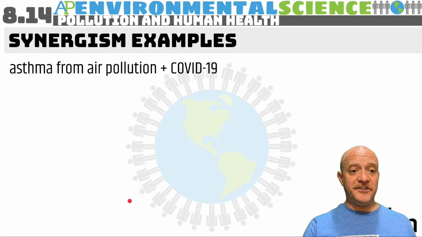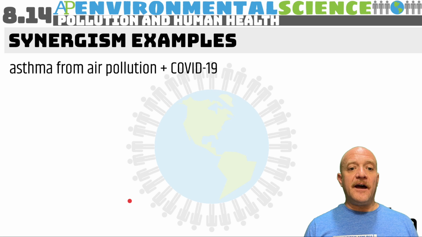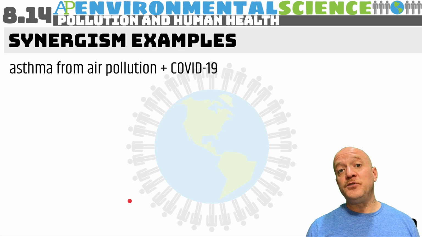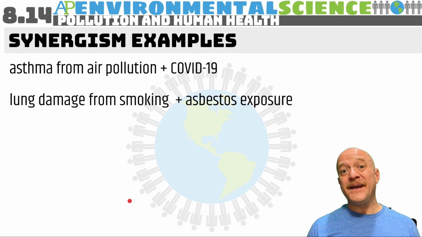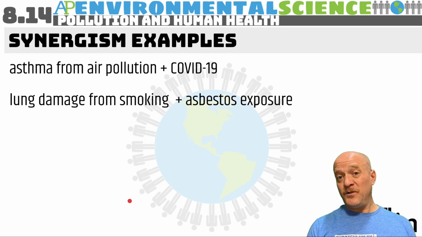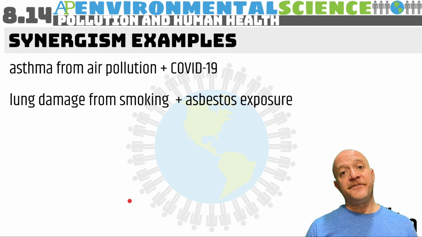Some examples of synergism. When you have asthma from air pollution and COVID-19, COVID-19 is bad, asthma is bad, but the two of them together could be potentially fatal. Lung damage from smoking and asbestos exposure. Lung damage from smoking is bad. Exposure to asbestos is bad. When you put the two of them together, your chances of developing lung cancer are far greater.